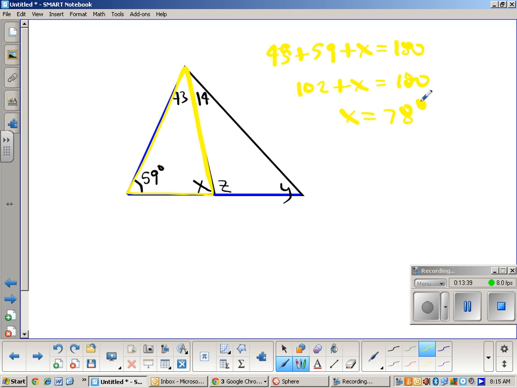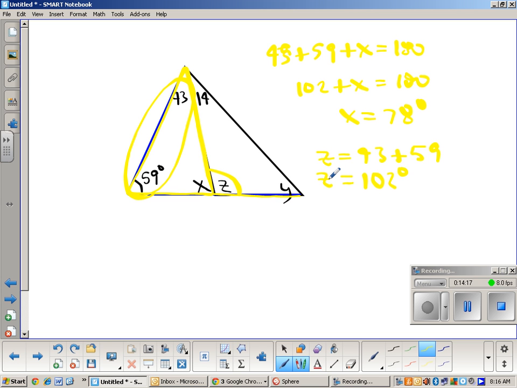Now if I continue to focus on that yellow triangle, and I extend this side out, what kind of an angle is z? It's an exterior angle. And the measure of this exterior angle is equal to the sum of the two remote interior angles. Okay? So that means z is equal to 43 plus 59, which we already said is 102.